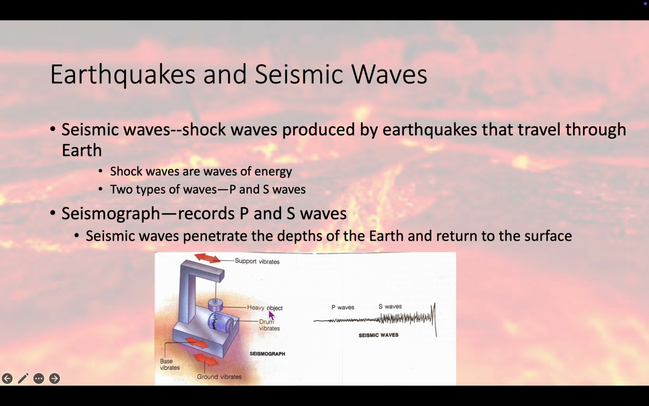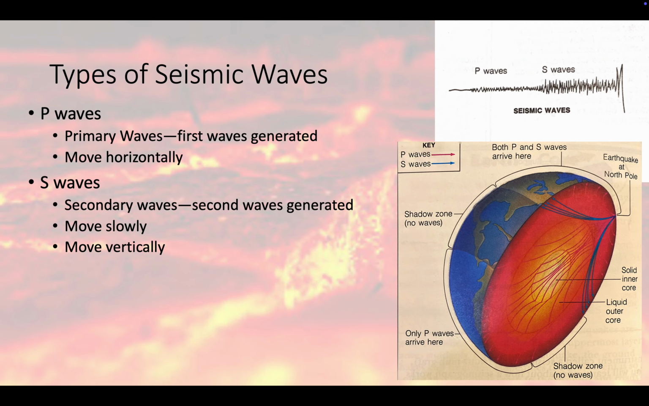Seismographs are the machines that will record the P and S waves. This is one style. I guarantee that there are more modern styles than this one right here. And there are ways that you can use your computer to help sense seismic waves. Seismic waves penetrate through the depths of the Earth and return to the surface. So they can actually go through the entire Earth and be sensed on the other side. And we'll go into more detail on that.